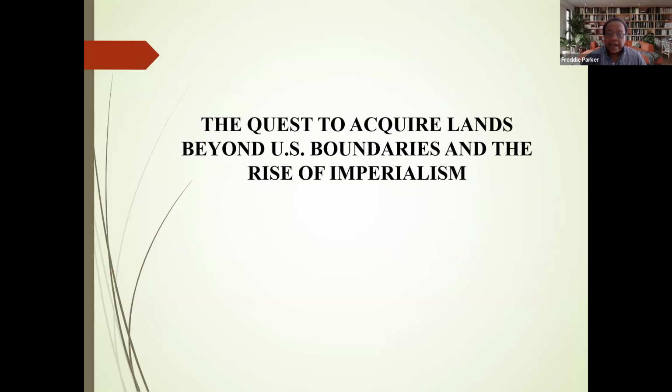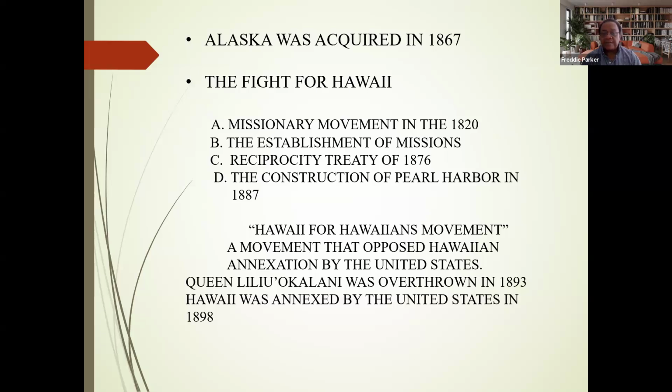The quest to acquire lands beyond US boundaries and the rise of US imperialism. We can look straight to Hawaii. There were people in 1865 who believed that America should do what France and Spain and England had been doing for hundreds of years, and that was to acquire lands outside of their continental bounds. And the United States was successful in acquiring Alaska in 1867 from the Russians for $7.2 million. That was really William H. Seward's baby. He believed that America should expand.